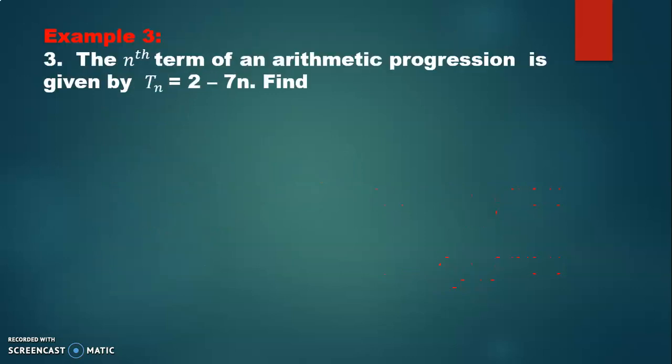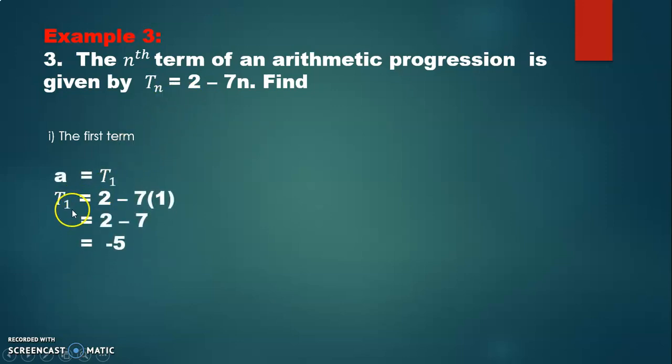Example 3. The nth term of an arithmetic progression is given by this. 这个是 Tn, n 就是代表它的 term. T1 means 2 minus 7 times 1, 这样的意思咯. The nth term is given by Tn equals 2 minus 7n. So you are asked to find, say, the first term. First term is what? T1, no? a equals T1. That means just substitute 1 into n. n equals 1, negative 5.